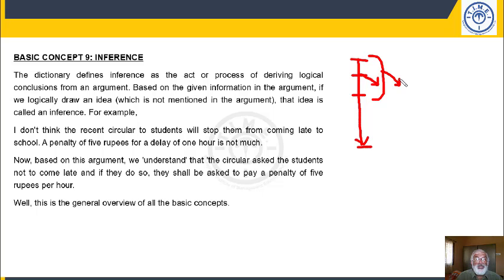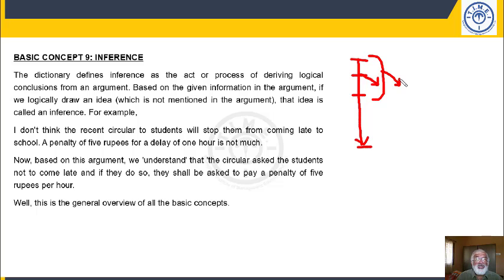Okay, so let's look at what it says. The dictionary defines inference as the act or process of deriving logical conclusions, which means that conclusions are inferences. True, conclusions are the main inference. But in CR, that's called a conclusion. In CR, we use inferences for the incidental bits, the ideas you can draw which are not necessarily the argument, which are not the argument intended.